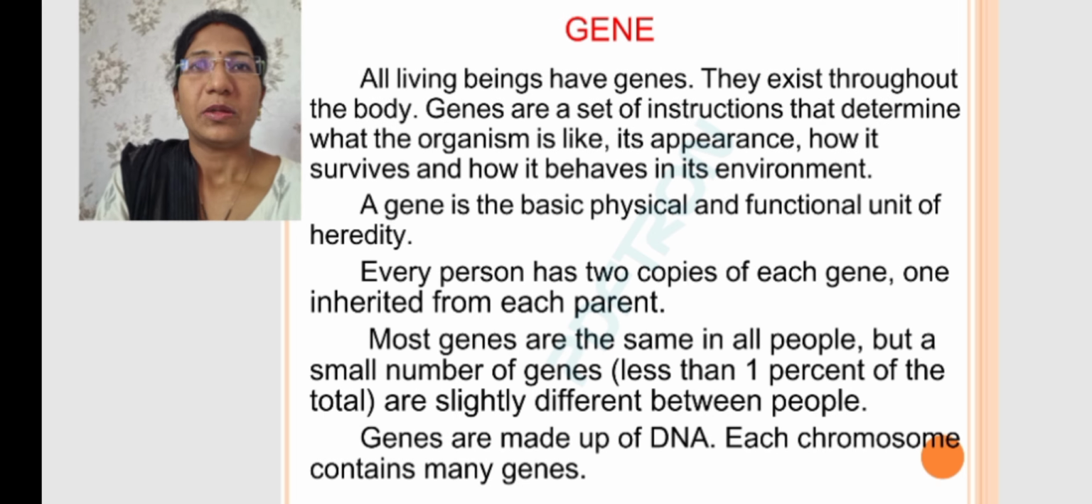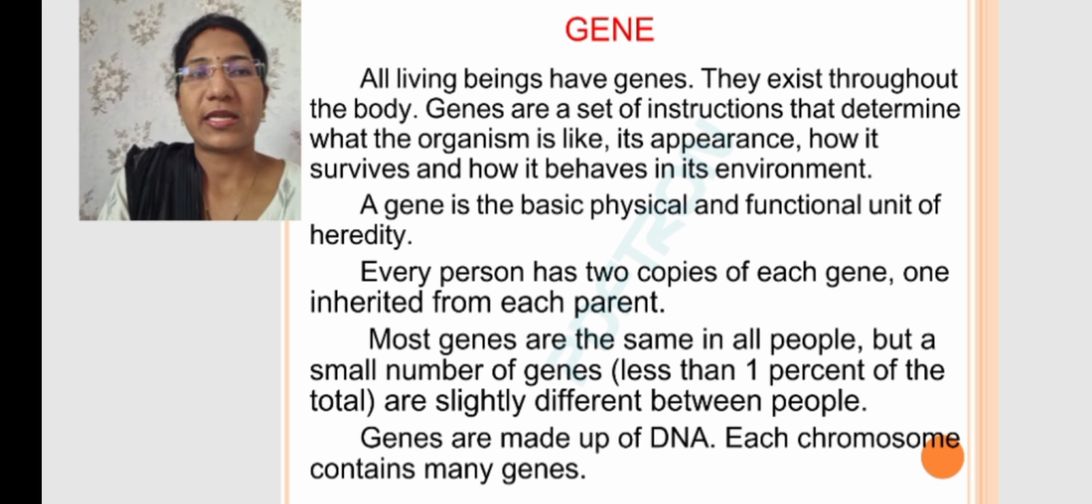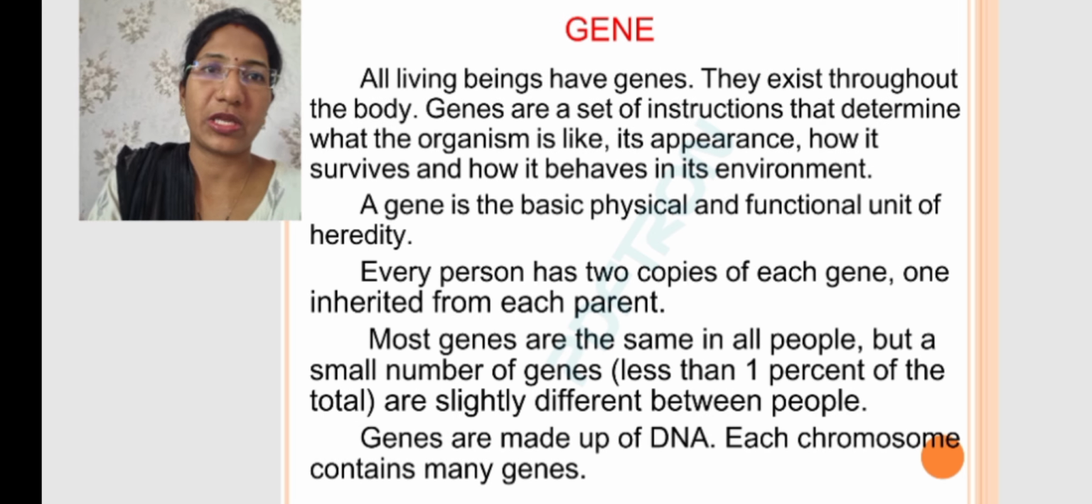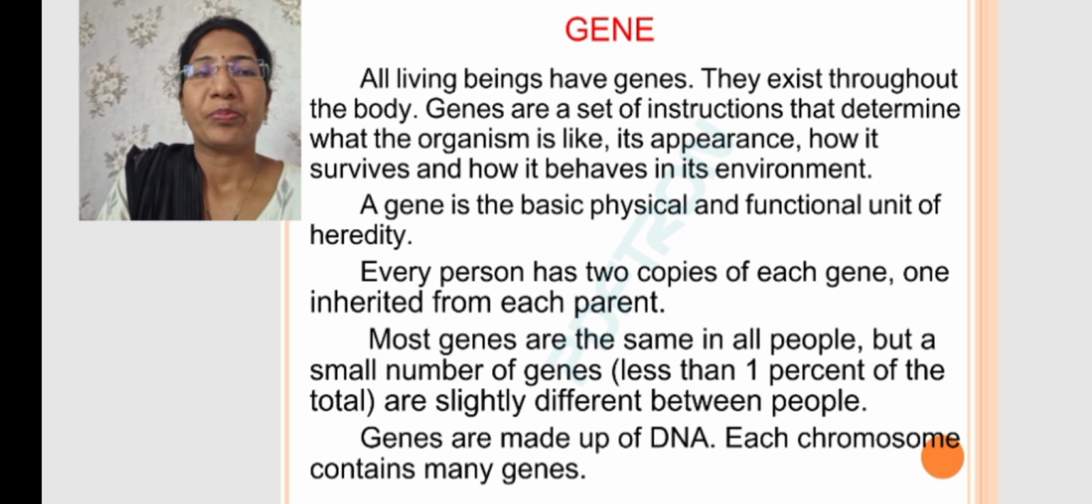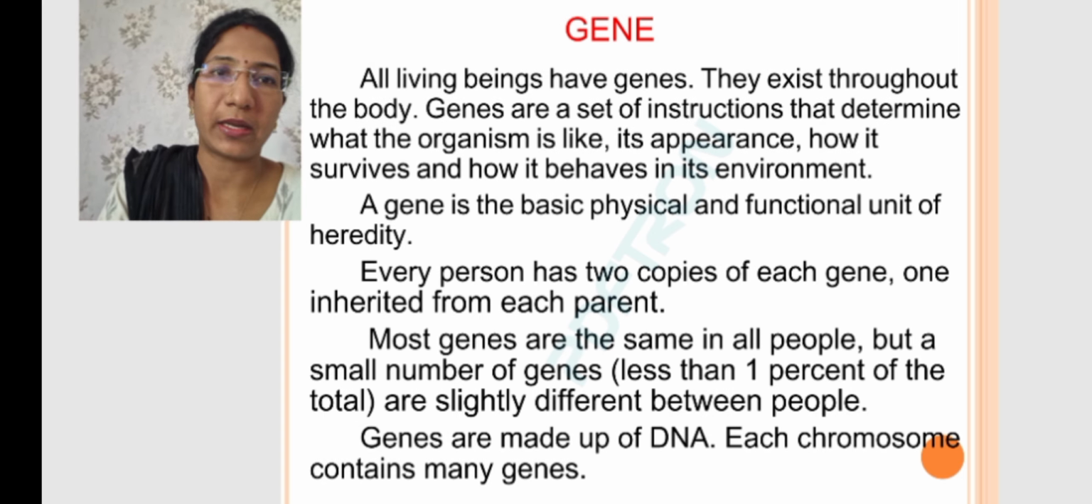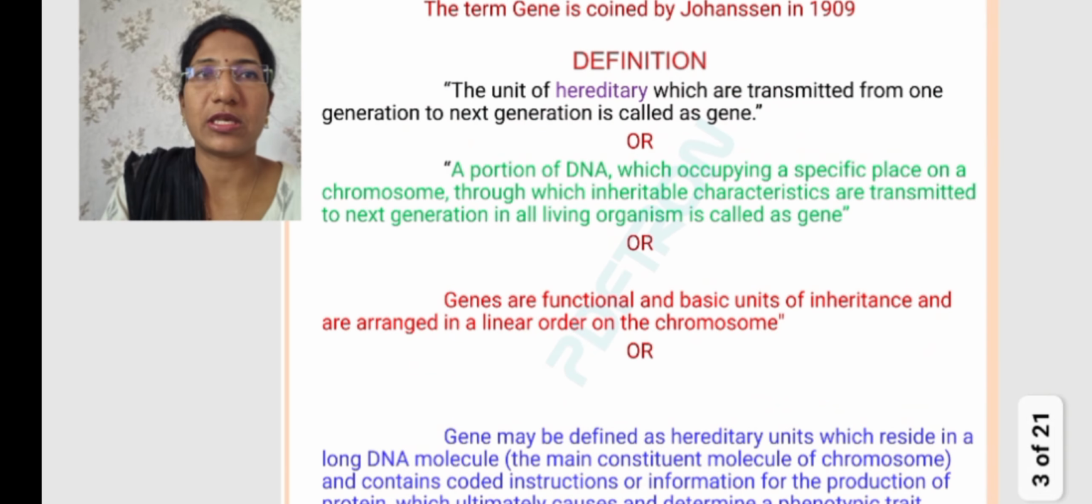Then a gene is a basic physical and functional unit of heredity. Every person has two copies of each gene, one inherited from each parent. Most genes are the same in all people, but a small number of genes, that means less than 1% of the total population, are slightly different between people. Genes are made up of DNA, that means deoxyribose nucleic acid. Each chromosome contains a number of genes.